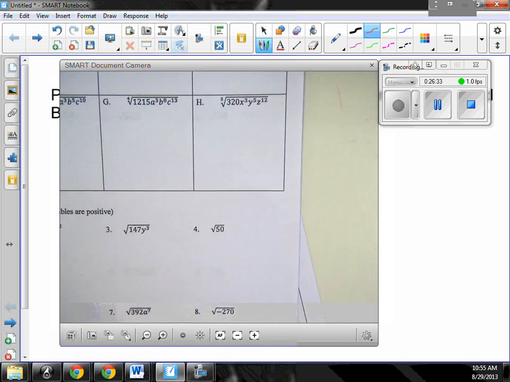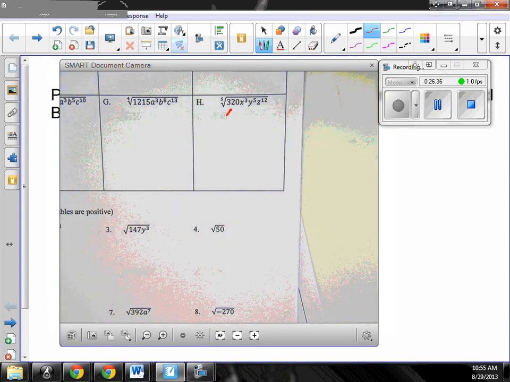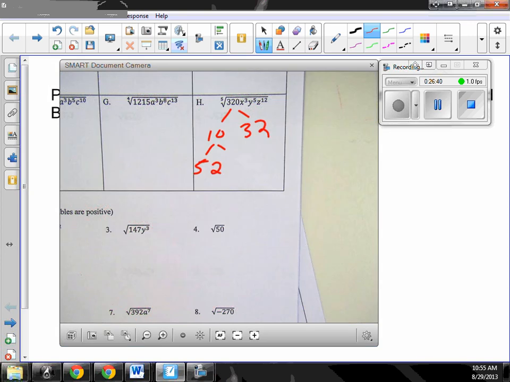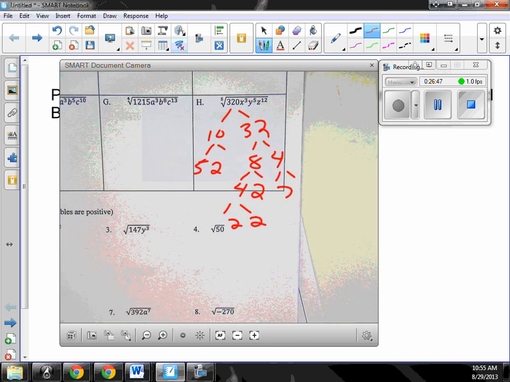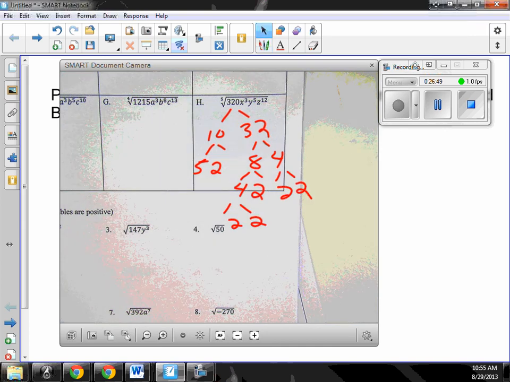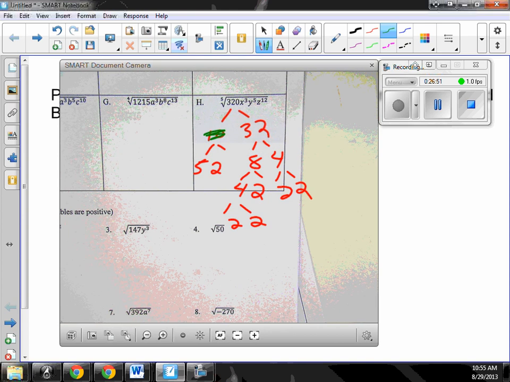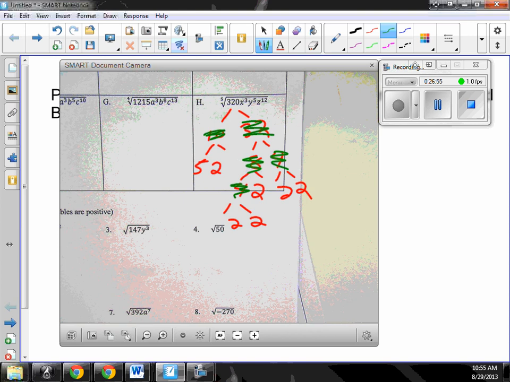What do I know goes into that? 10, 20 works 2. 10 and 32. 5 and 2. 8 and 4. 4 and 2. 2, 2, 2, 2. There are a lot of numbers there. So just to make it easier to see, I'm going to scribble out the ones that factored.